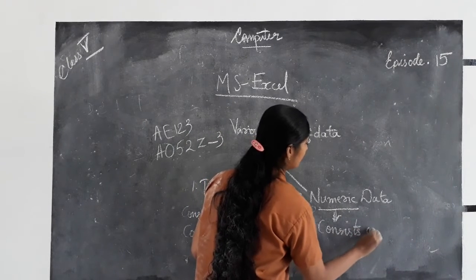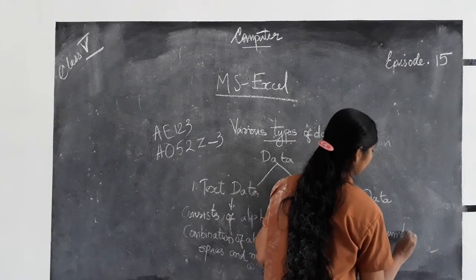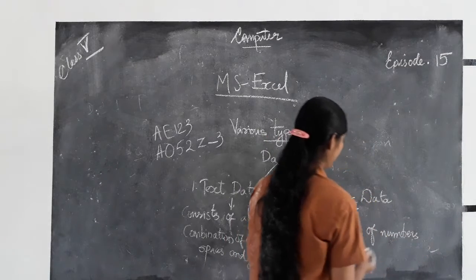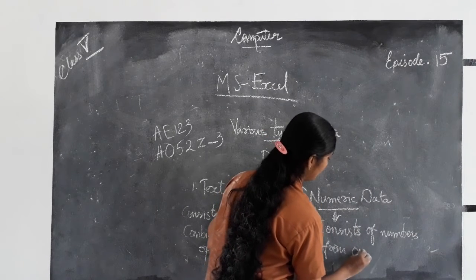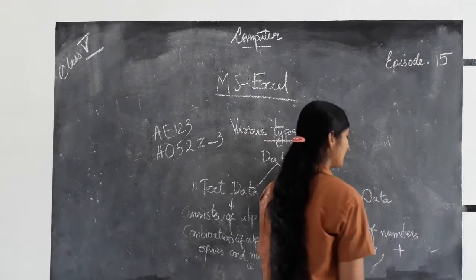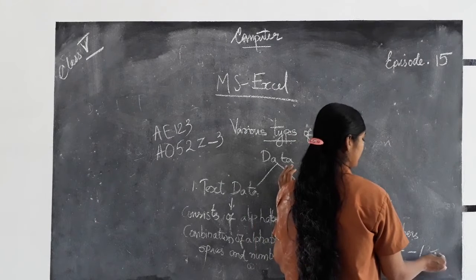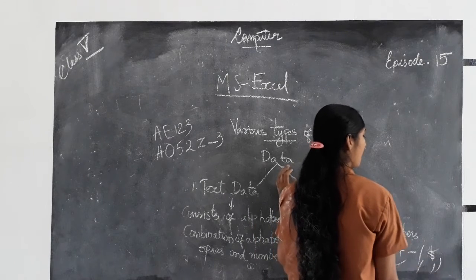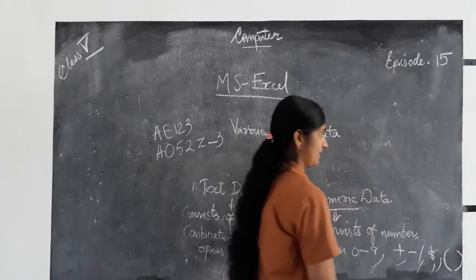Consists of numbers from 0 to 9, plus symbol, minus, slash, then dollar, comma, open left bracket, open right bracket, etc.